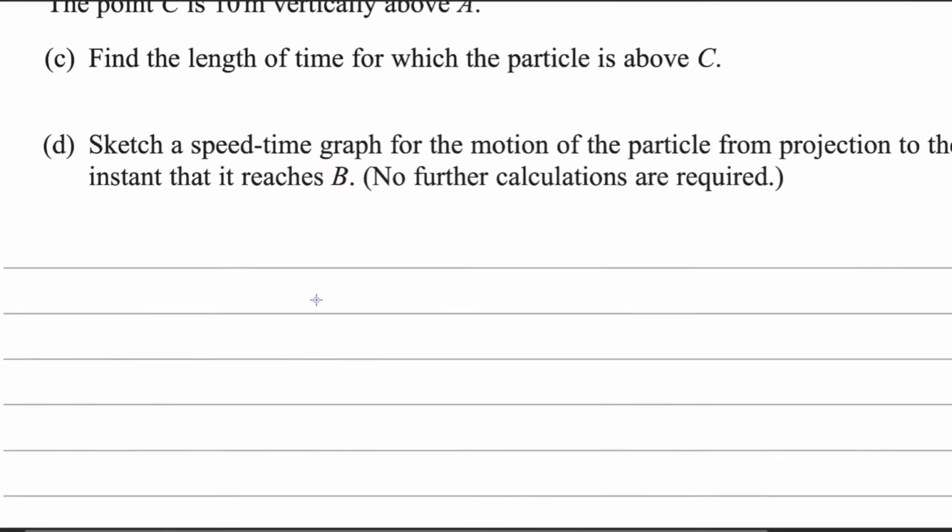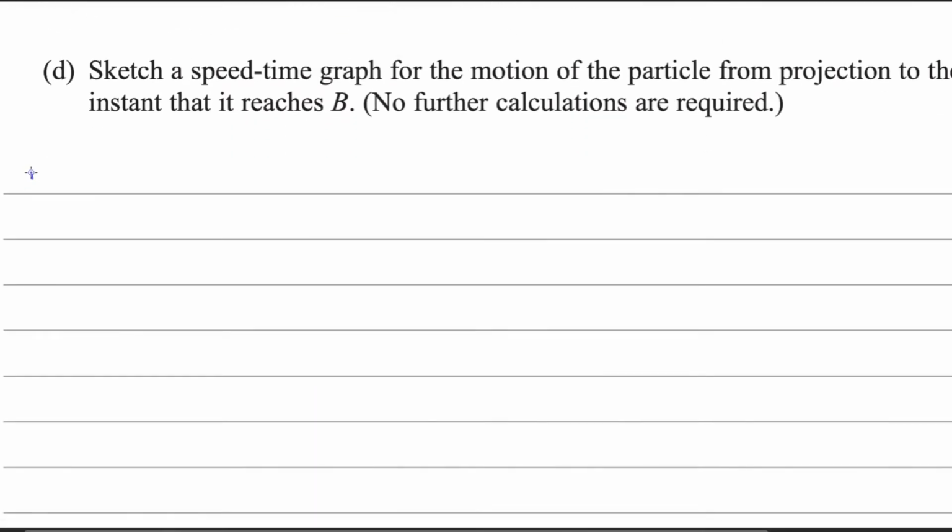Let me write this information here. First part, you should know the SUVAT equations: S, U, V, A, T. If three quantities are known, the fourth one you can find easily. Before writing the values here, let me draw the diagram. It will help us a lot.